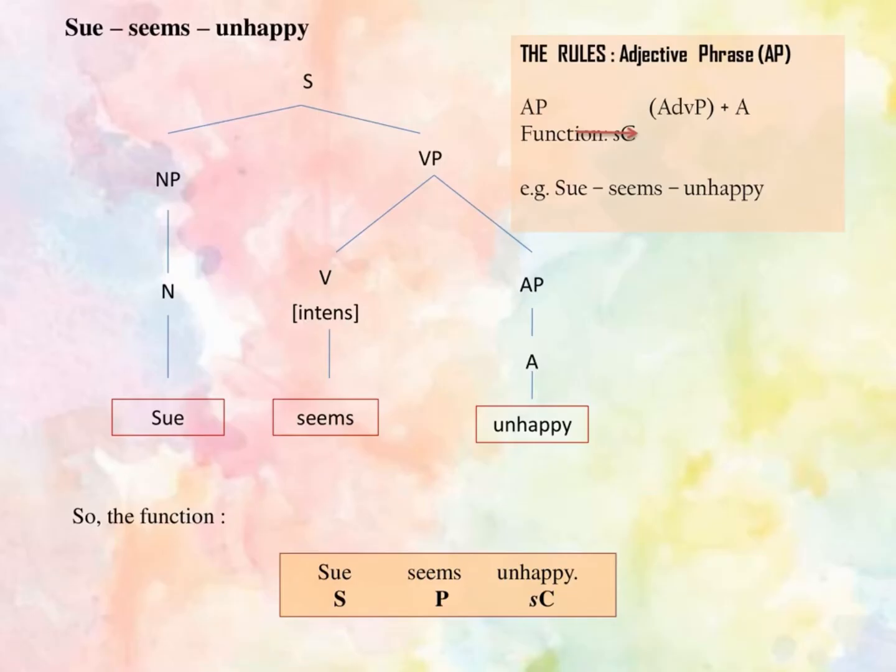The rules of adjective phrase or AP. AP or adjective phrase consists of adverb phrase plus A or adjective. Function is SC or subject complement. Example, Sue seems unhappy. This is the tree diagram of adjective phrase, where the sentence is Sue seems unhappy.